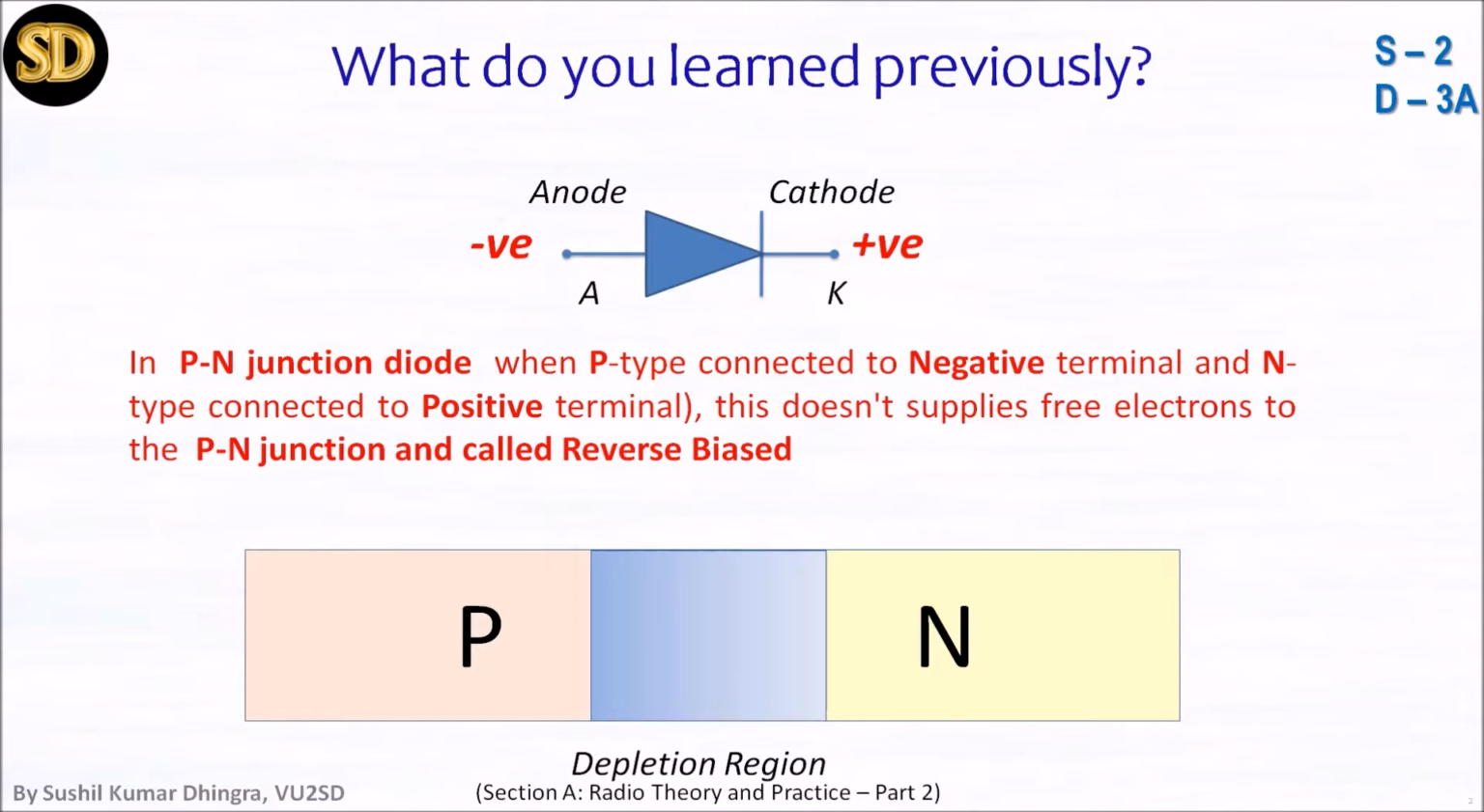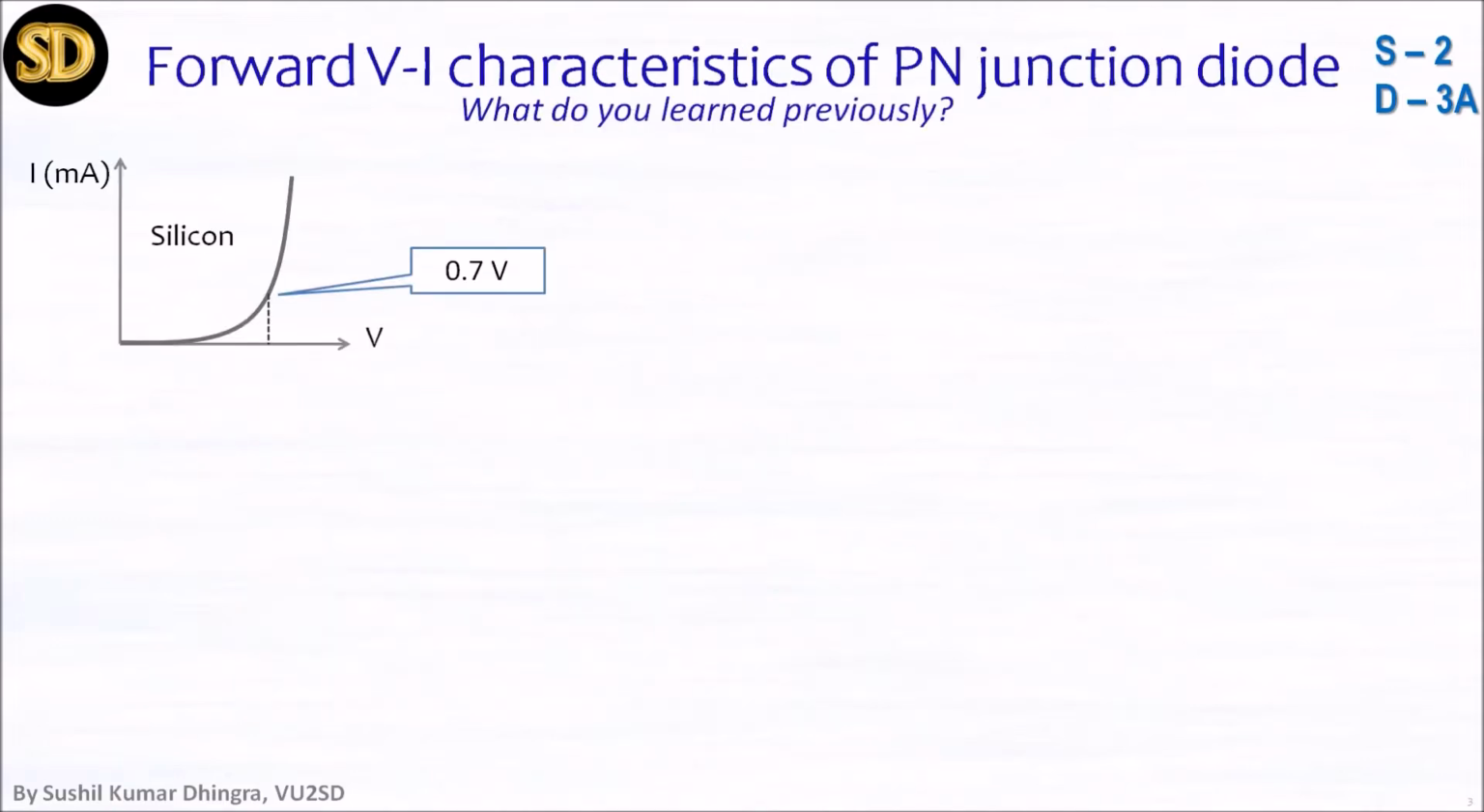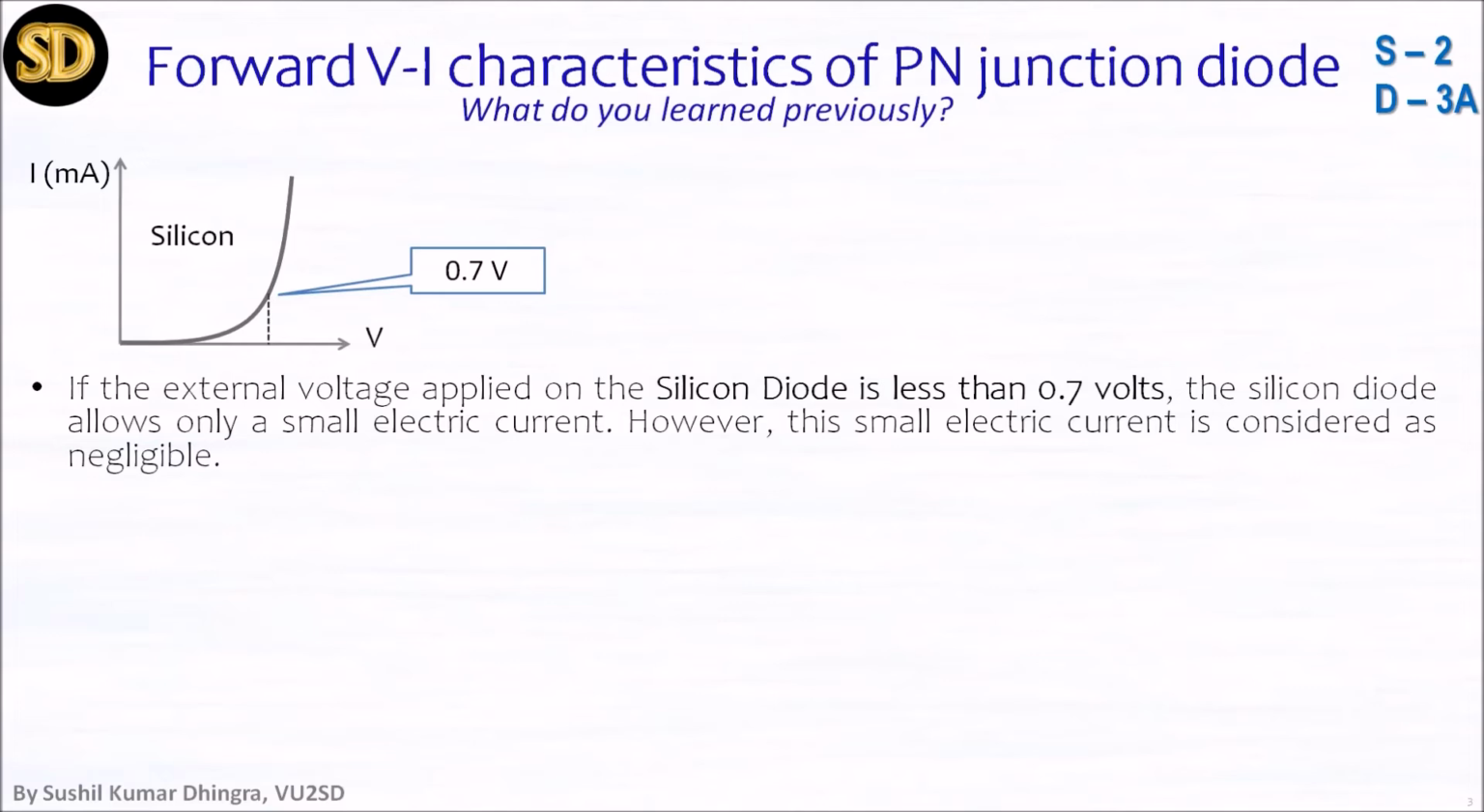If you see the forward VI characteristics of a PN junction, if the external voltage supplied to the silicon diode is less than 0.7 volt, the silicon diode allows only a small electrical current, which is considered negligible. In other words, if I am applying less than 0.6 volt, even if it is positive, the silicon diode will not allow current to pass because it is less than the minimum voltage to work.